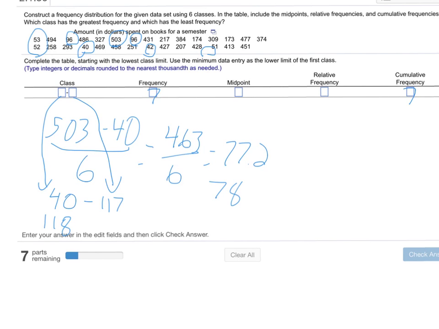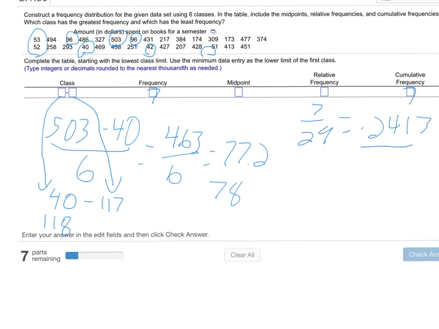Relative frequency, well, that's just 7 divided by 29. Let me get my calculator here. 7 divided by 29 is 0.2413. So you're rounding to the nearest thousandth, so it'd be 0.241.